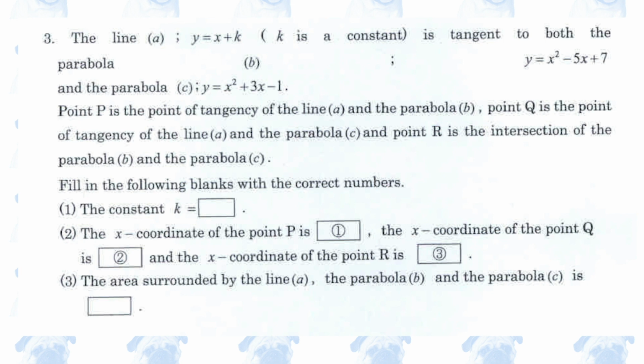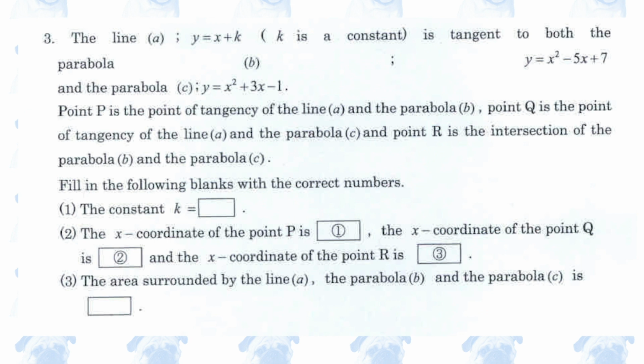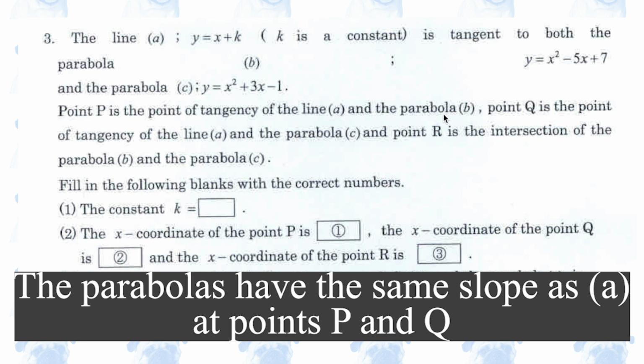So in this question, line A touches these parabolas at points P and Q, which means that these parabolas have the same slope at points P and Q. So what I'm going to do is find the derivative of each of these equations. dy/dx is 2x minus 5, and dy/dx is 2x plus 3, and because the slope of line A is 1, let dy/dx be equal to 1.